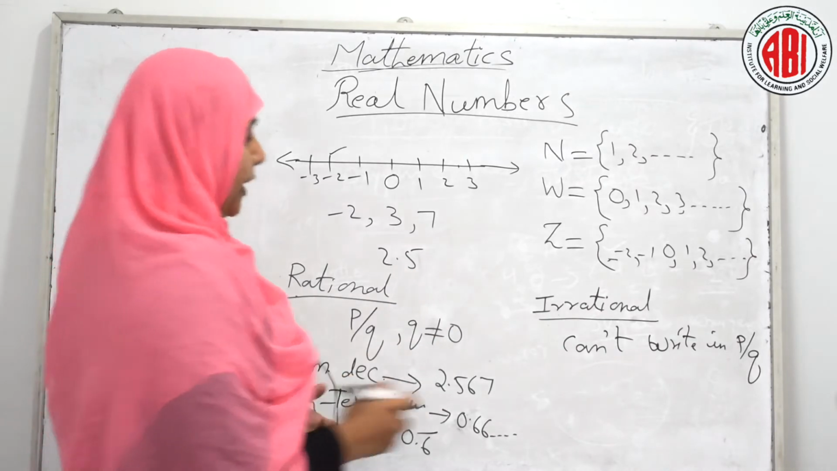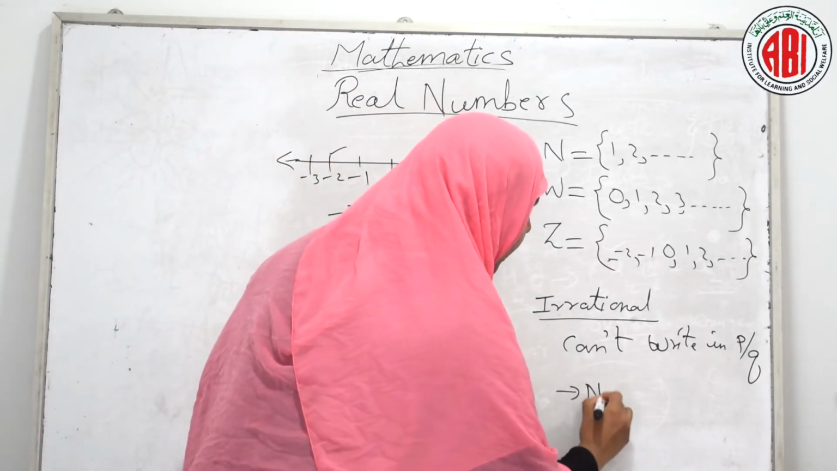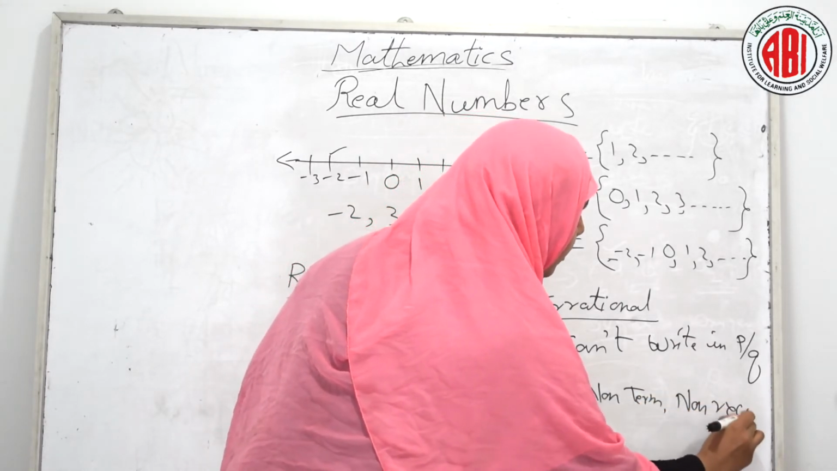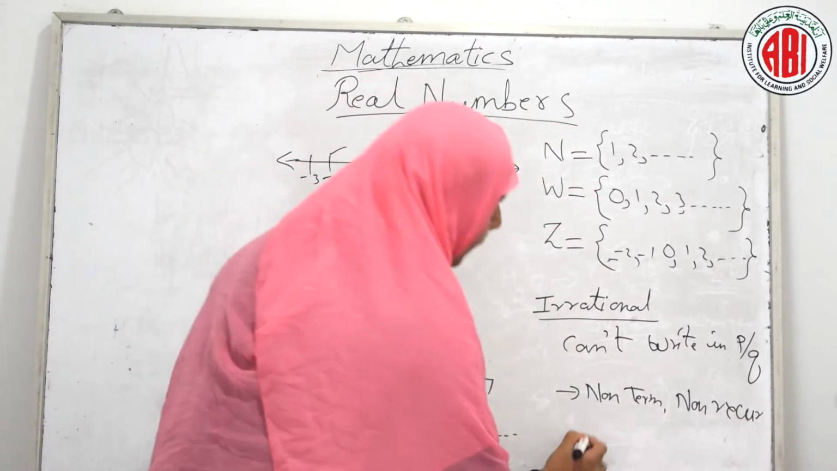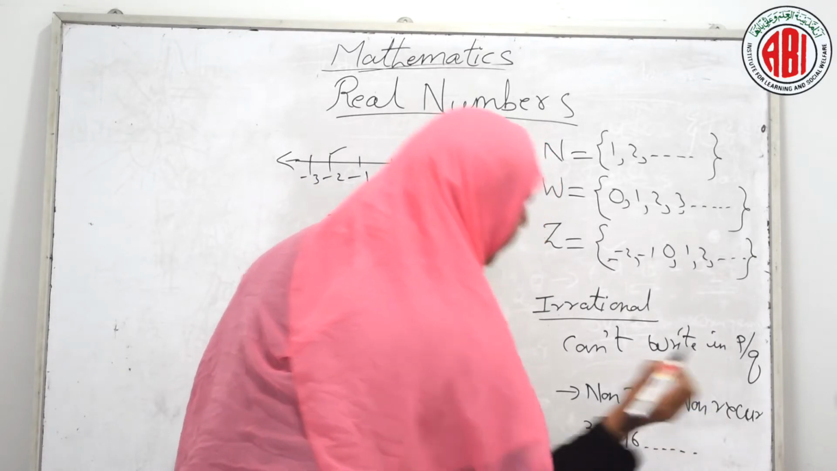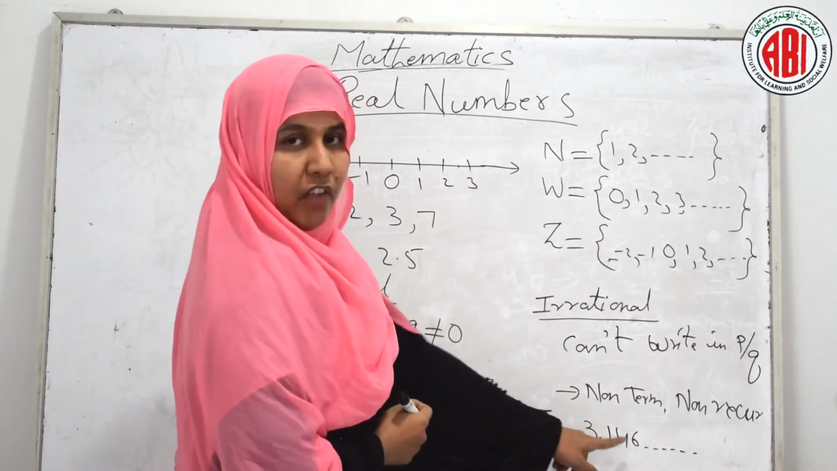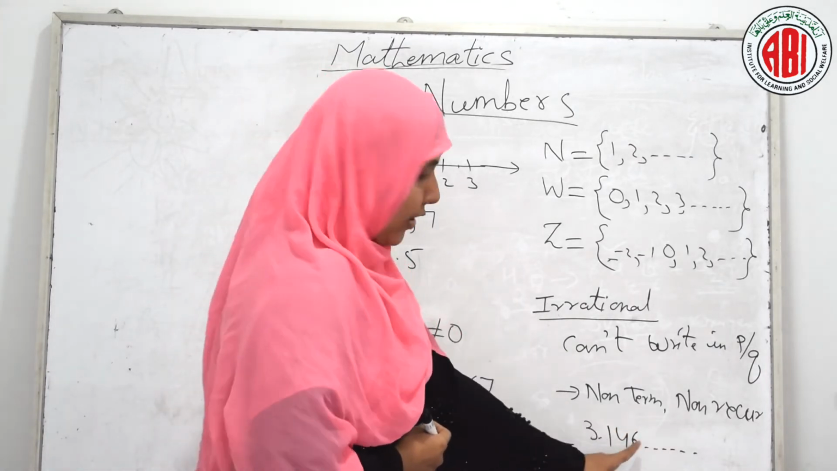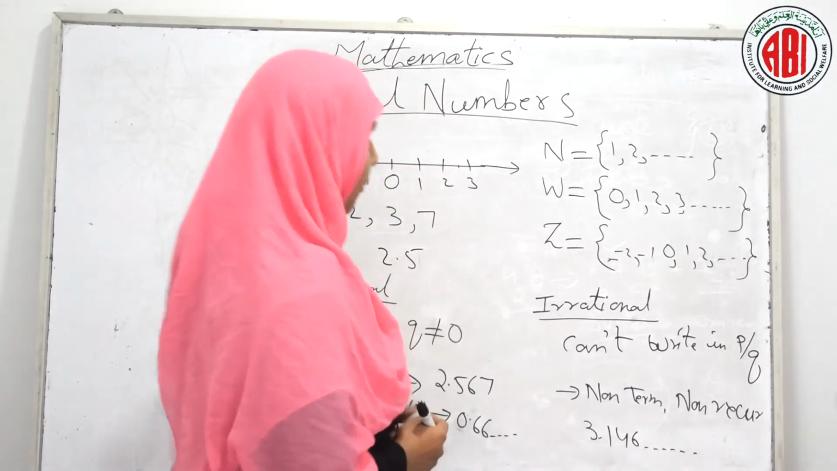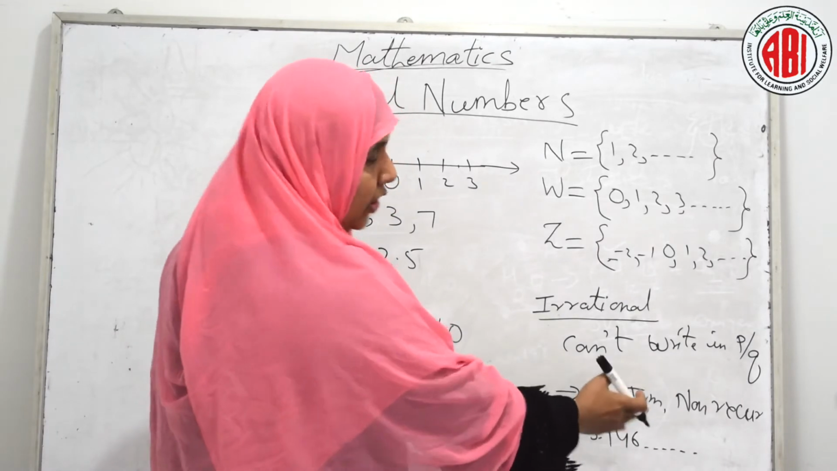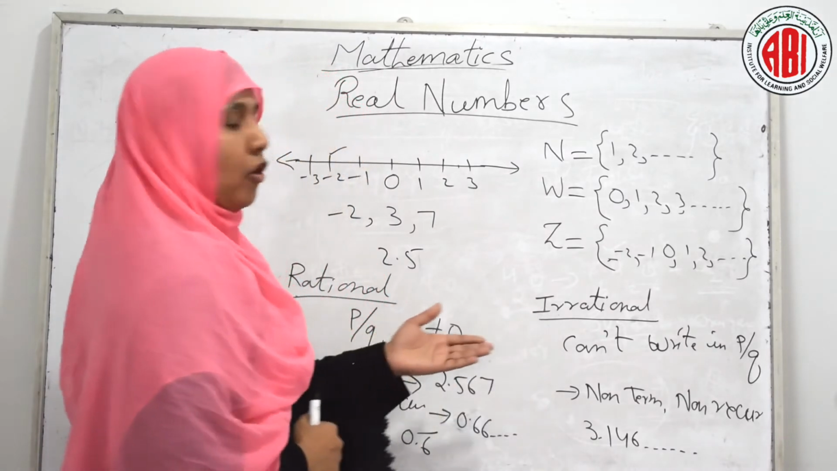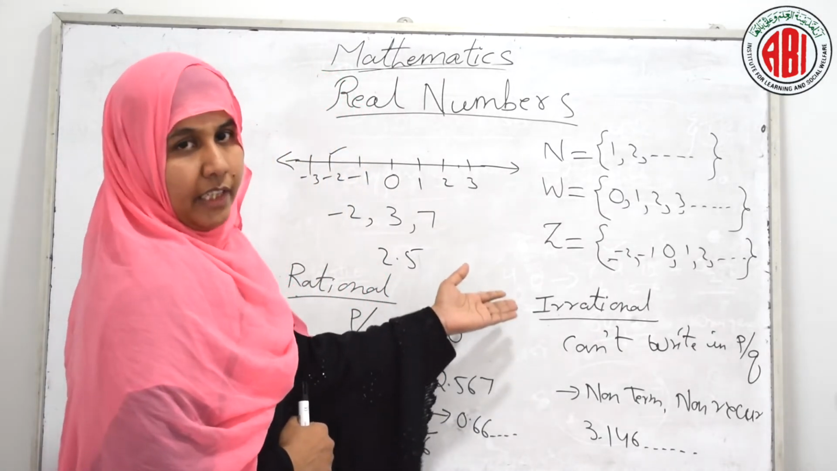In this we have one type, that is non-terminating and non-recurring. We can take an example like 3.146 and so on. Look here, 3.146. After 6 also I am writing dots. That means after that also we have unlimited numbers, non-recurring, which don't stop. So 3.146... is an example of non-terminating, non-recurring. It comes under irrational numbers.